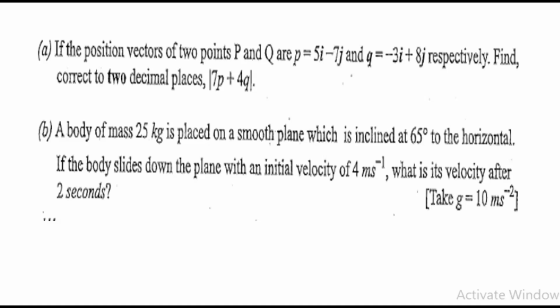In this video, we are solving question 14 of WAASCE 2022, question number 14. Okay, the first part: if the position vectors of 2 points P and Q are given as you can see on the screen, we are to find, correct to 2 decimal places, the magnitude of vector 7P plus 4Q. Okay, so let's see how we are going to do this.